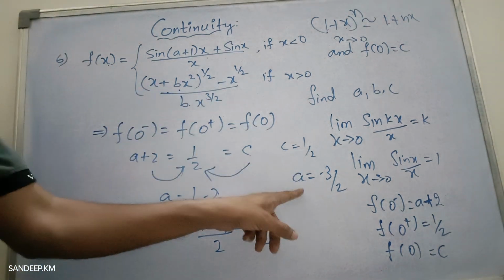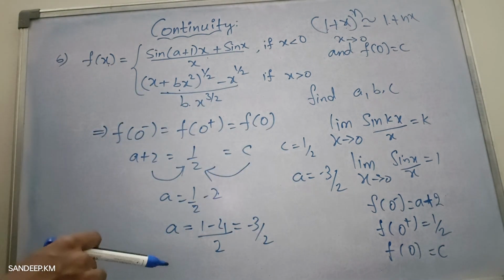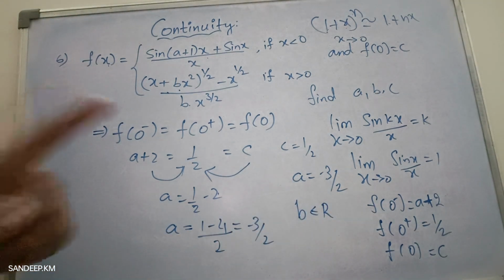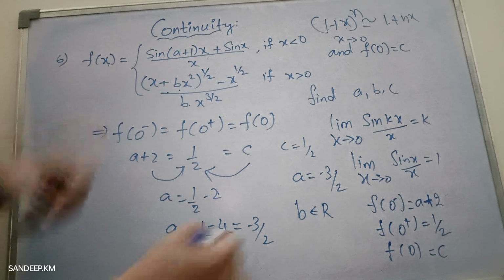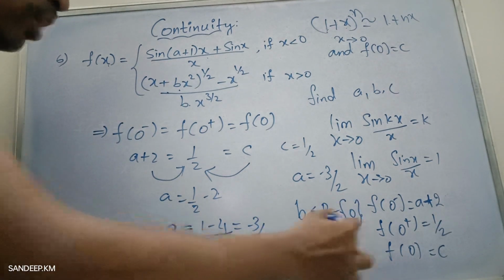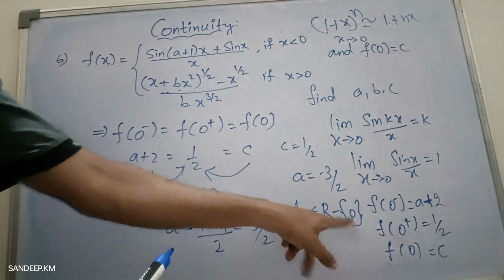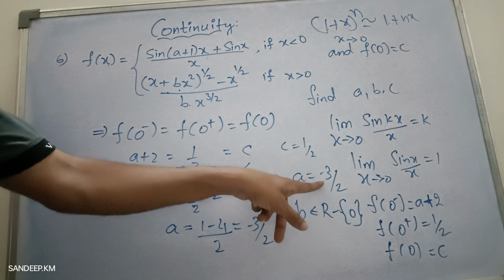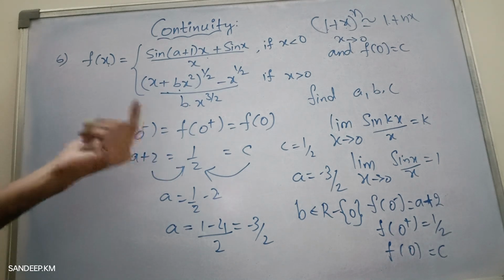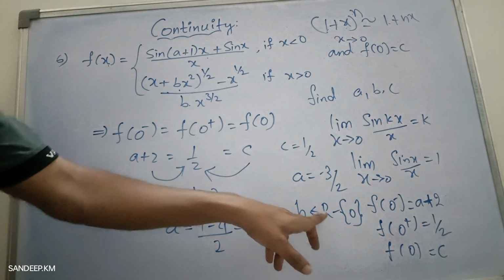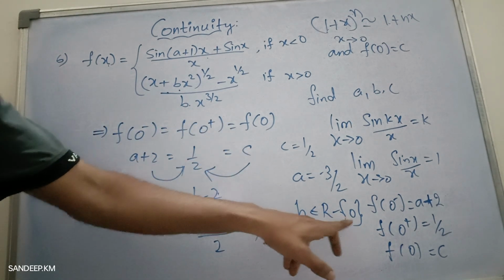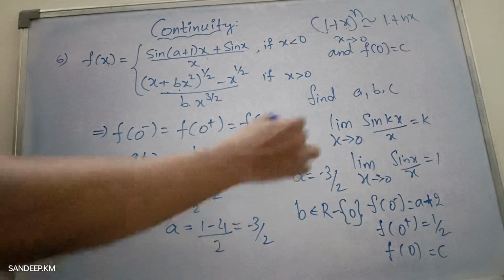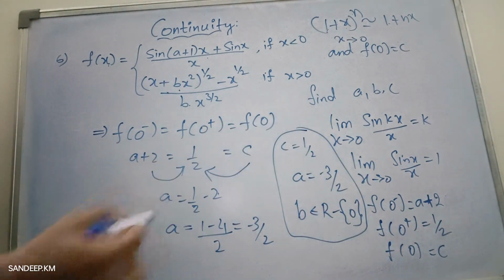We got only the a value and c value, but we did not get the b value. What is the meaning of it? It means b can be any real number, but b is in the denominator in this function, so b cannot be 0. So therefore, dear students, b can be any real number except 0. The c value is 1 by 2, the a value is minus 3 by 2, but in the solution we did not get any b value. This is important, except 0, because b is in the denominator in the given question. So this is the answer for this particular question, dear students.